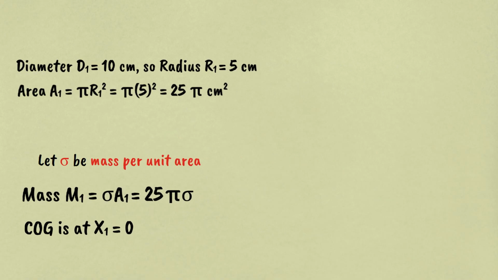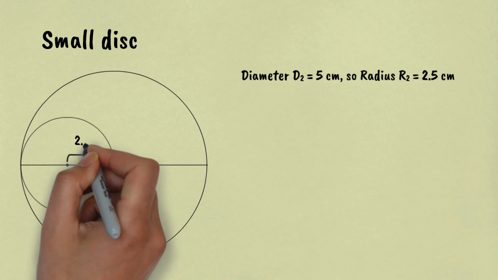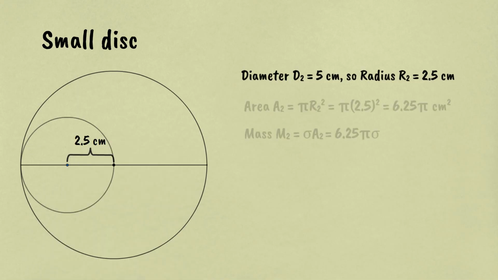Now let's do the same for the smaller disk. It has a diameter of 5 centimeters, so radius is 2.5 centimeters. Then we plug in our data in the same formulas to find area and mass of the smaller disk.